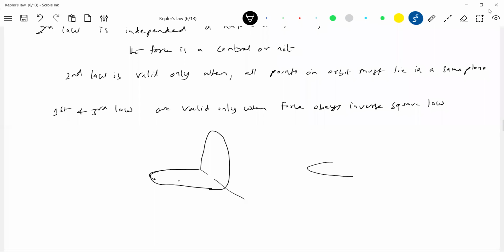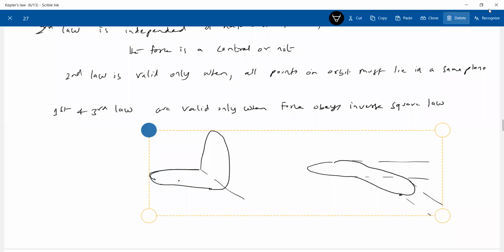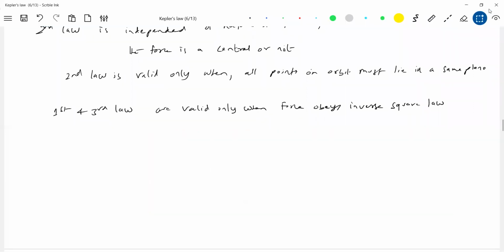Or sometimes it can be like this. Look at these points, they're in different planes, no? So it should not be that all points on the orbit lie in a different plane. Therefore, the law is putting a condition here. So you have to be careful enough, like what is that particular force here?